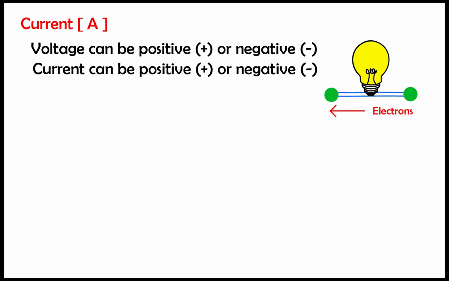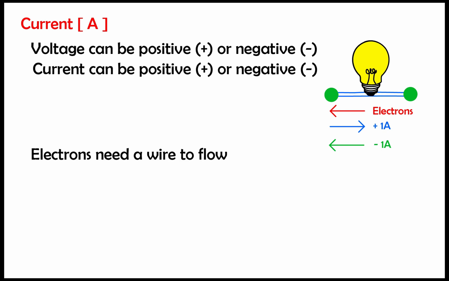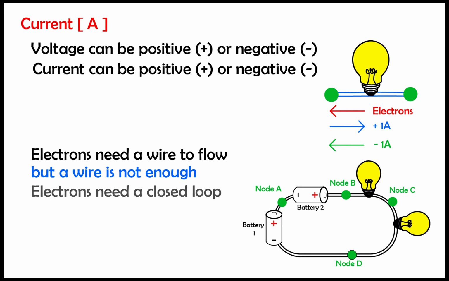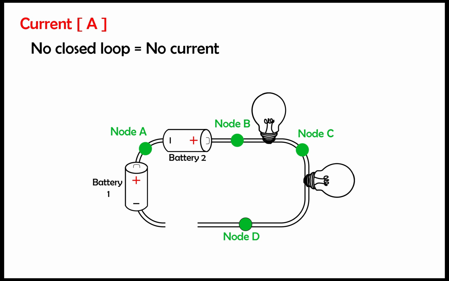Zooming into our circuit, if electrons flow from right to left, the direction of positive current will be from left to right. Note that the direction of negative current is the same as that of electrons. Electrons need a wire to flow, but a wire alone is insufficient. In order to have a current flowing, a closed loop must exist. In our example, there is a closed loop that goes around the 2 batteries and the 2 light bulbs. But if any node in the circuit is not connected, the electrons cannot flow and no current is present.